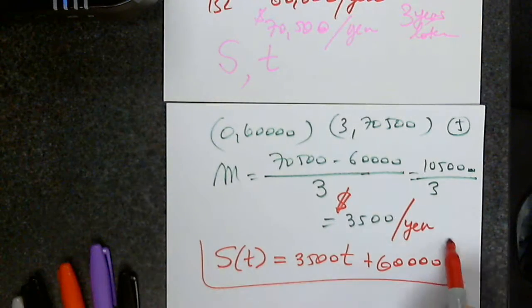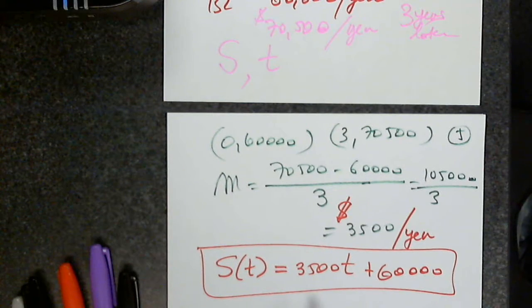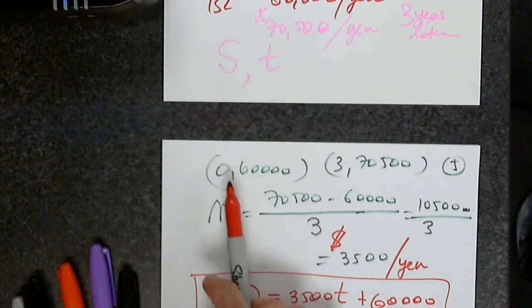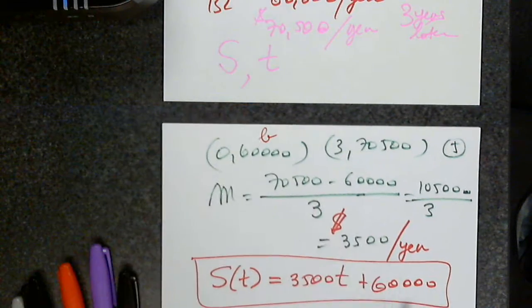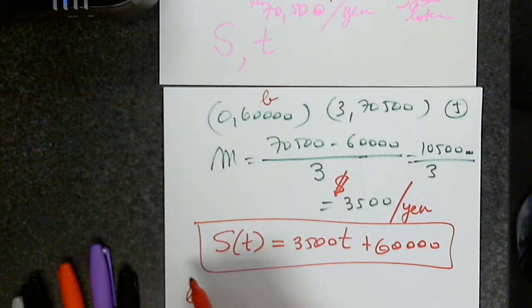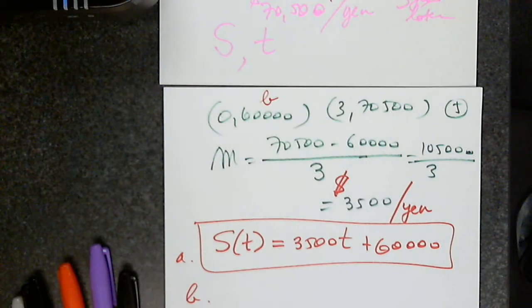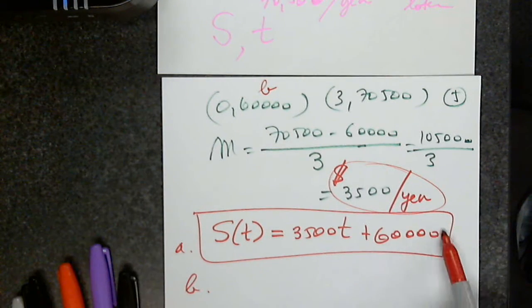Is that okay? Right? So this is 0, comma 60,000, which is the B, the y-intercept, and 3,500 T. Is that okay? So this is part A. Part B. What do the slope and S-intercept of her salary equation represent? So the slope, we already talked about it. It's the increase per year. And the y-intercept, which is this, is her initial salary.